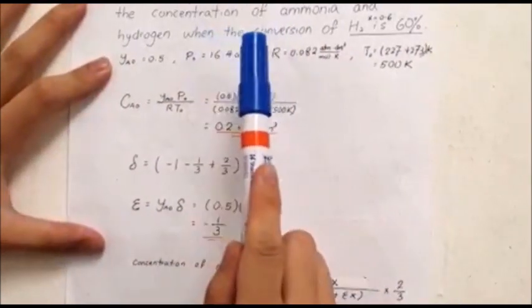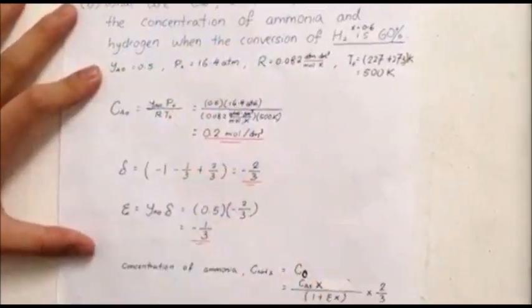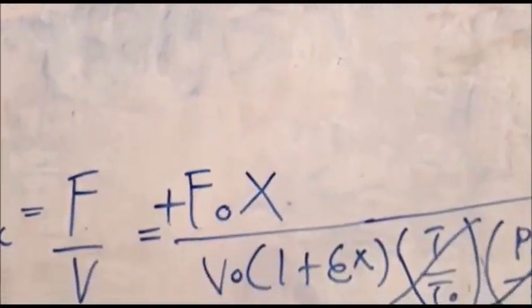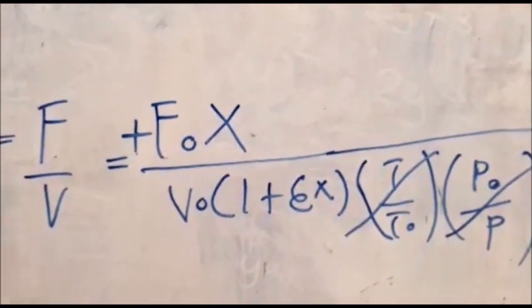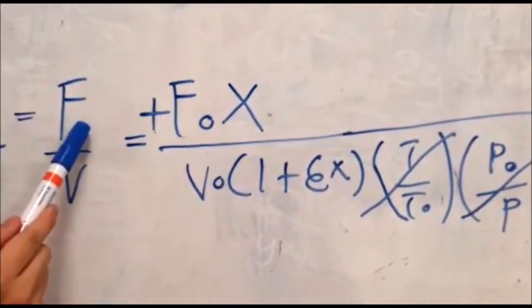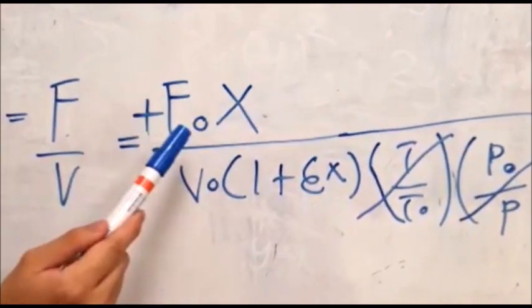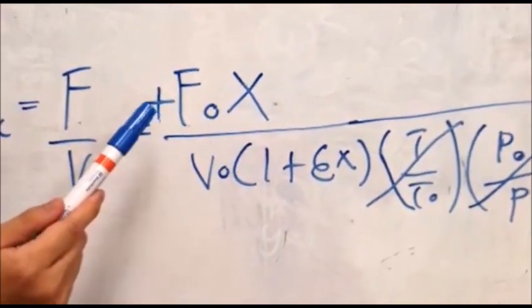Now it's time for the harder part, which is the conversion and finding the final concentration. But it isn't really that hard, it's simply using this formula, which is just a rearrangement of the ideal gas law, where we know C equals F over V. And we know F equals plus F naught X because this is from the stoichiometry table, and it's positive because it is for the product.